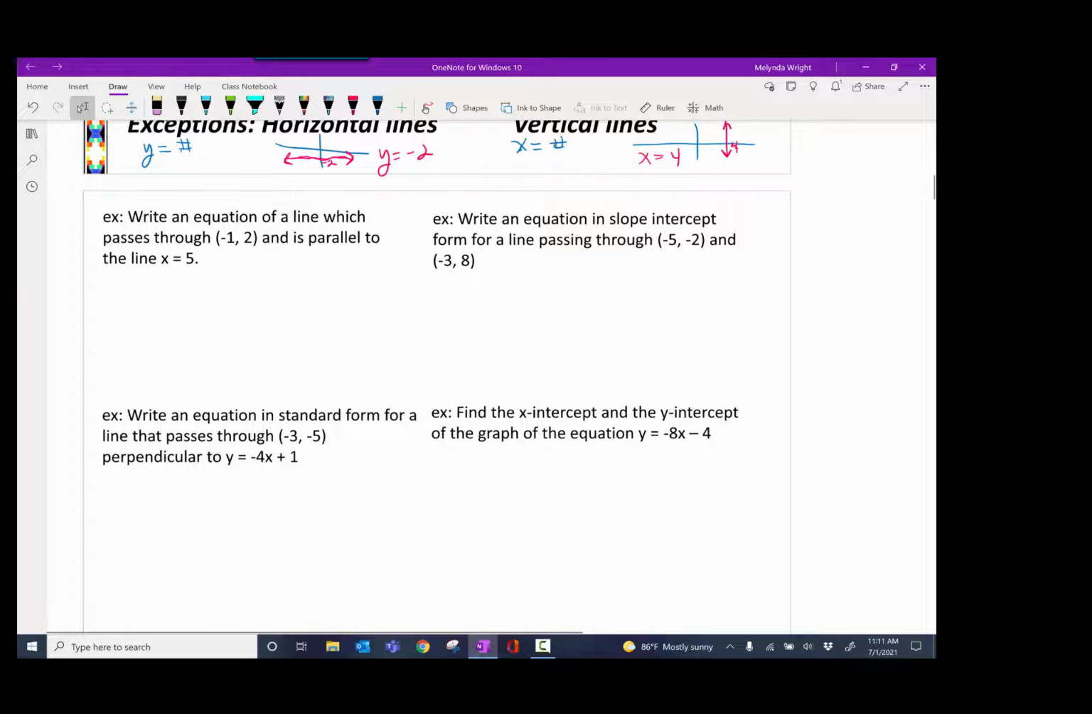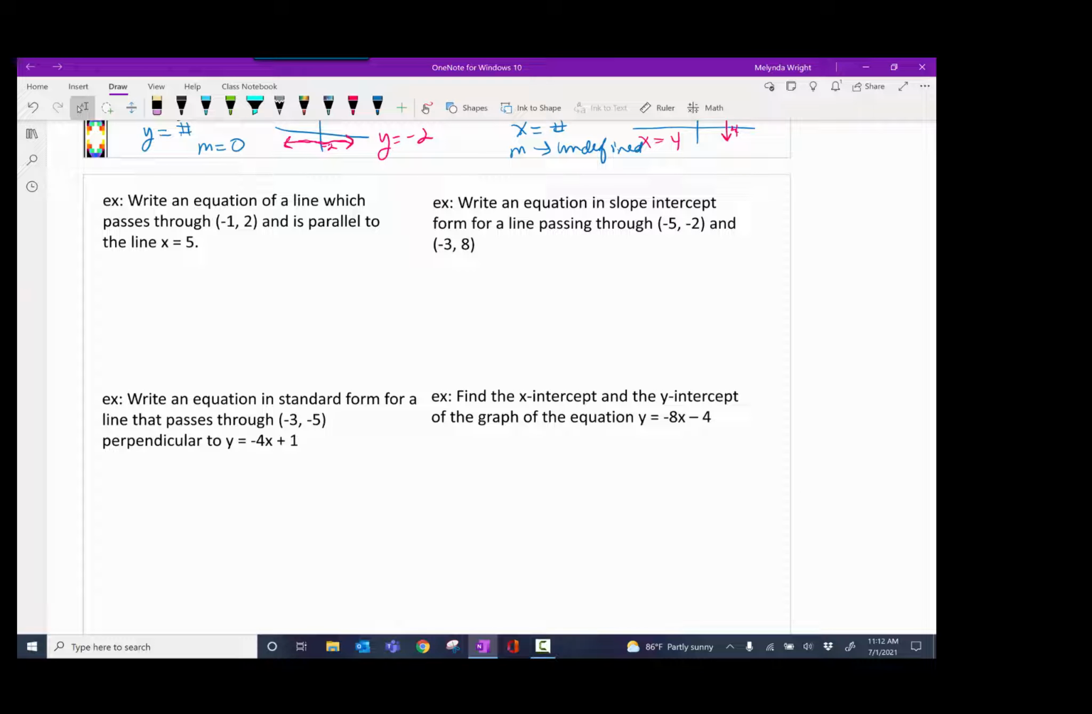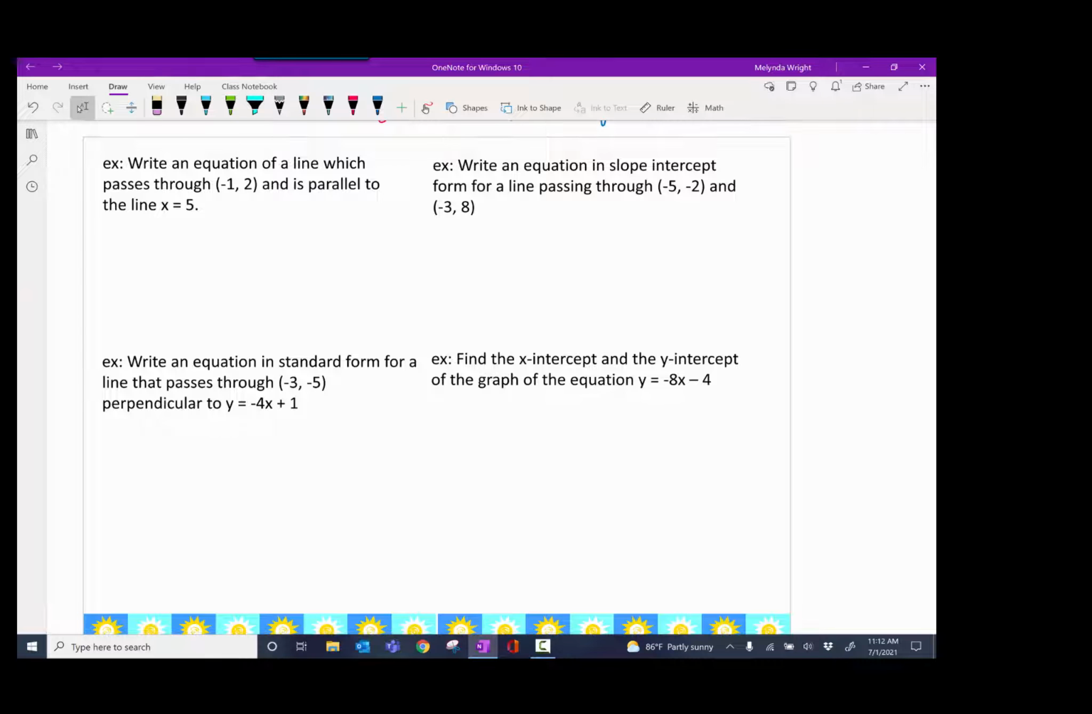Just a reminder. Okay, so the first example, they want us to write an equation of a line which passes through (-1, 2) and is parallel to the line x equals 5. Now I'm really visual, so I just want to look at the graph and get my mind wrapped around what it is they're asking us to do. So here is the point (-1, 2). The line is going to go through that point, and it has to be parallel to the line x equals 5. So let's go to where x is 5: 1, 2, 3, 4, 5. And if x is always going to be 5, then this is what it would look like.